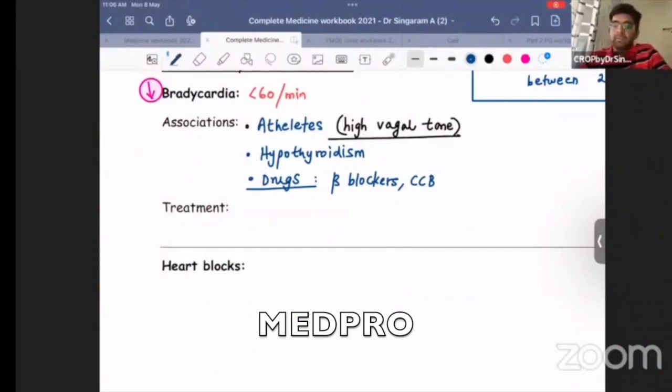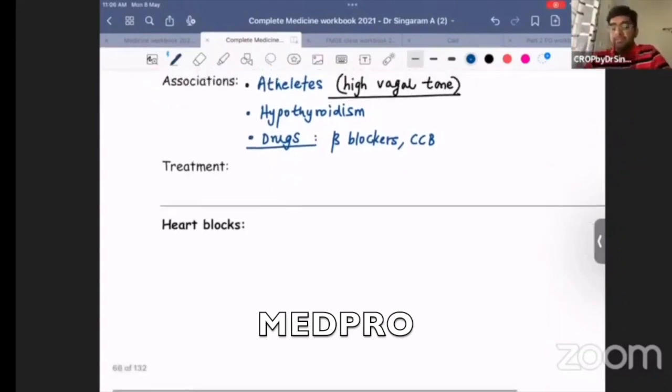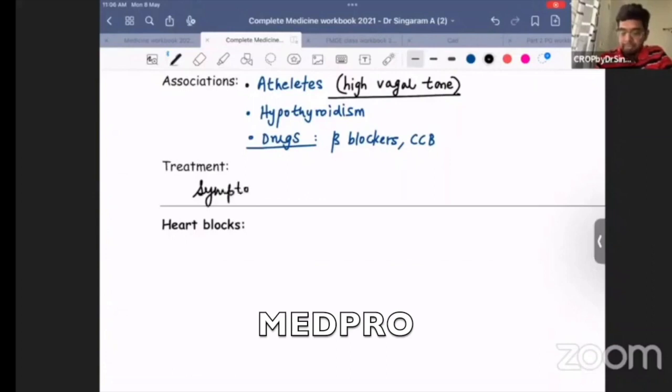Remember, for a normal bradycardia, that is in athletes or in patients who are not having any problems, you don't actually need to treat that condition. But in some patients, bradycardia can cause problems, for example, decreased cardiac output. Patients can have syncope, fainting episodes and all. For them, if it is symptomatic bradycardia, you have to treat it.